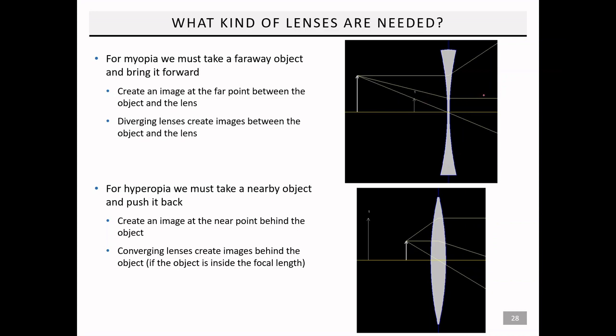So you have to imagine your eye being on the right side of this ray diagram. You're trying to look at an object that's far away. You can't see it clearly, but the lens will create an image that's closer, that you can see clearly. And then if you're farsighted, the opposite is true. Your eye would be on the right side of this diagram.